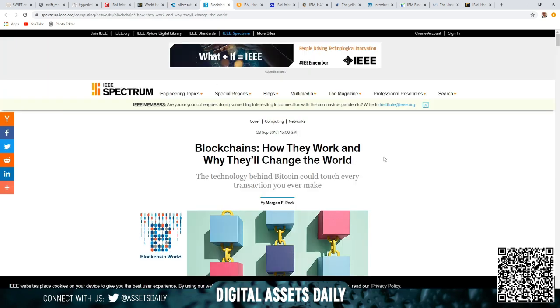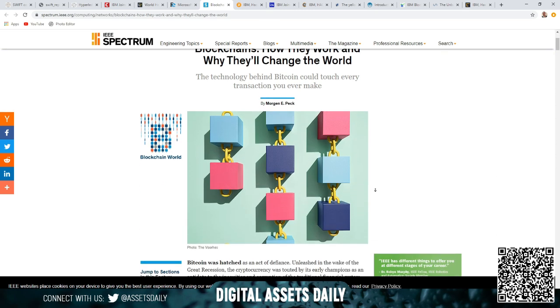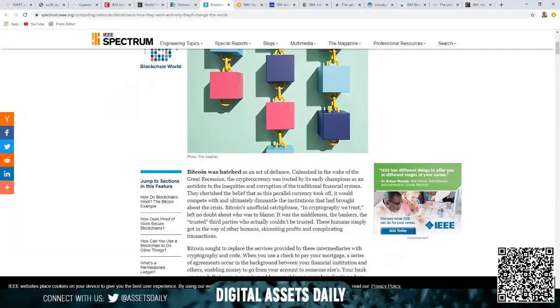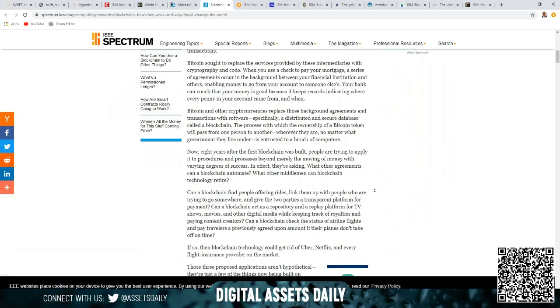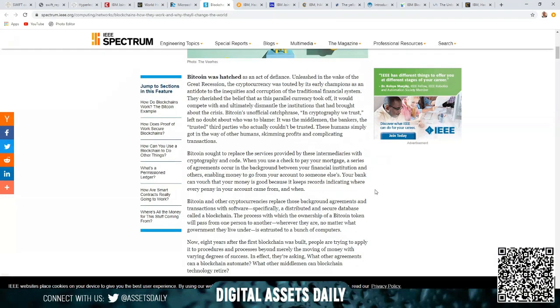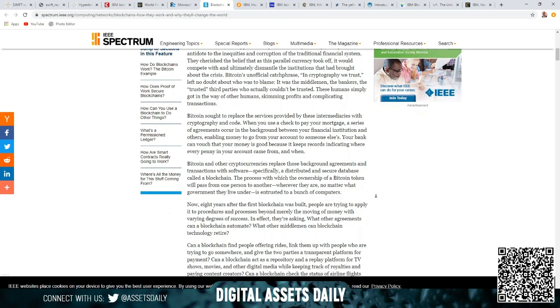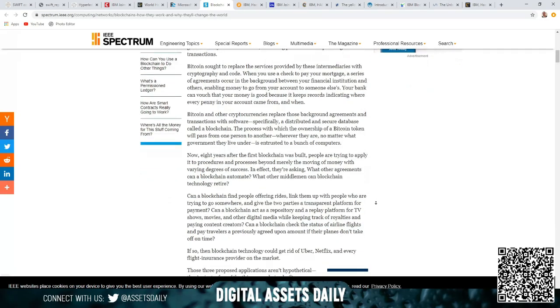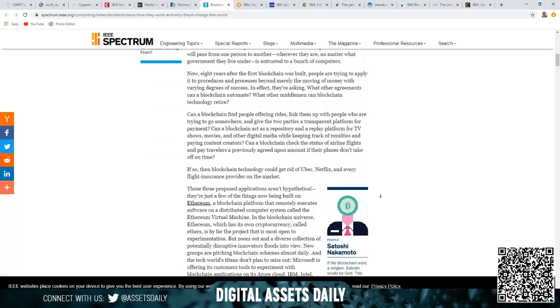Blockchains: how they work and why they'll change the world. Again, this article shows all the way back to 2017. Now let's get into it and analyze the article just a little bit here. This is showing a lot of history. Going back, a lot of the article gives a lot of credit to Bitcoin.